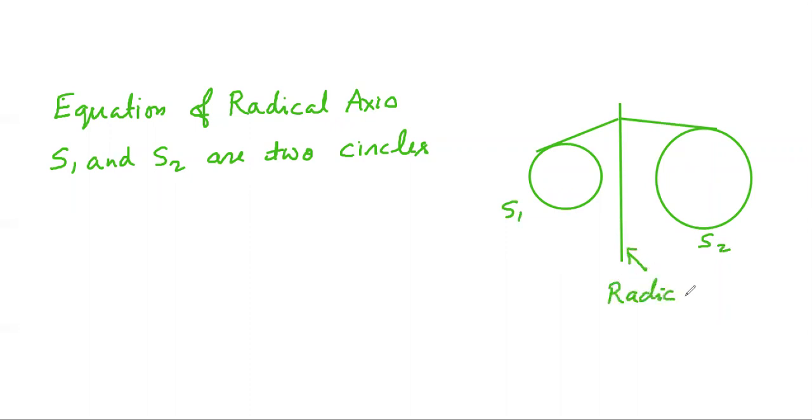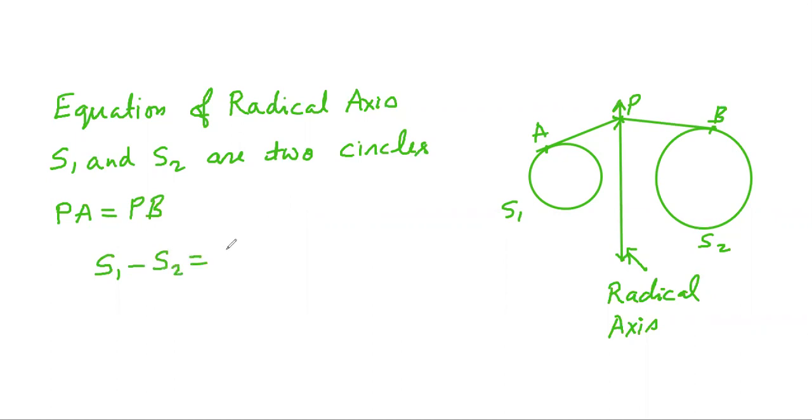Radical axis. If P is any point, and we say here the points A and B, for any point P, PA is equal to PB. P is any point on the radical axis. These are straight lines. So now, what is the equation of this? We say S1 minus S2 equal to 0. This is the equation of radical axis.